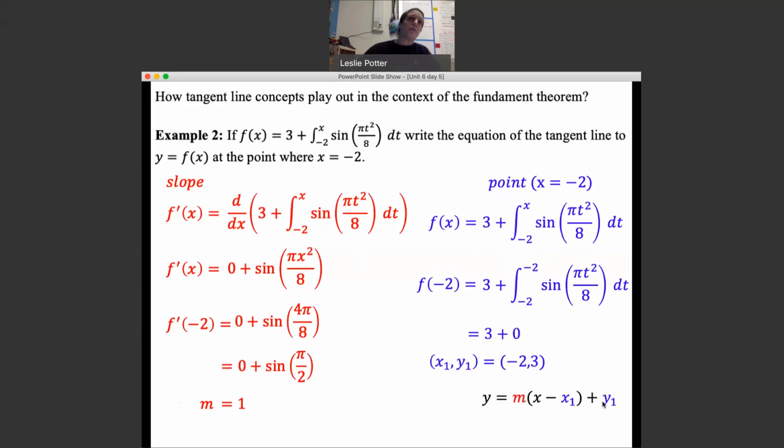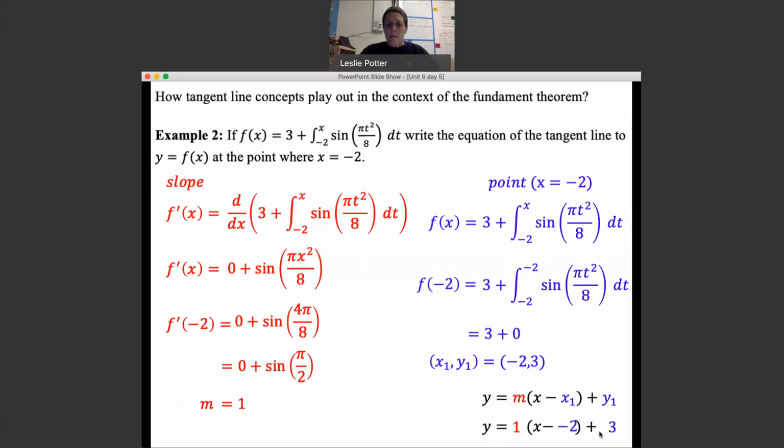Remember, this is the anchor chart at the front of the room. I think I even got the color coordination right. Here's my point-slope form of the equation. Far more convenient. I'm going to throw my slope in there. I'm going to throw my point in there. There's my tangent line. You don't need to clean it up at all. If you wanted to make this a plus, you could, but you don't have to.